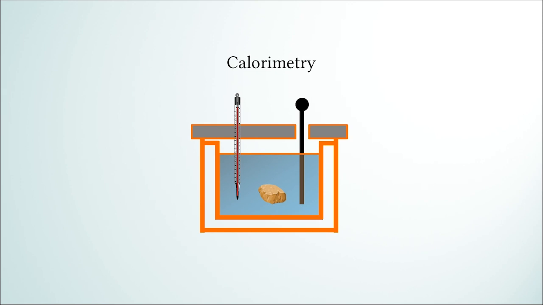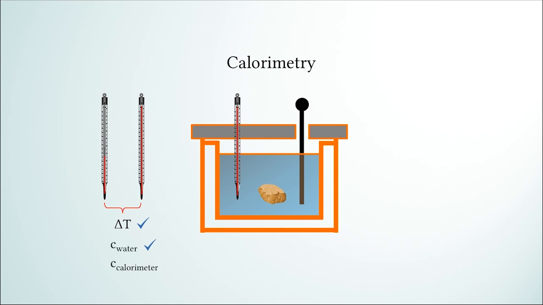Eventually, they will all reach the same temperature and no more heat will be transferred out of the object. So the temperature measured by the thermometer will stop increasing. That is when the experiment is completed. So there's a measured temperature before the experiment begins and a measured temperature at the end. That will be our delta T. The specific heat of the water is a known, and the specific heat of the calorimeter is also a known. The mass of both the water and the calorimeter can be measured too.